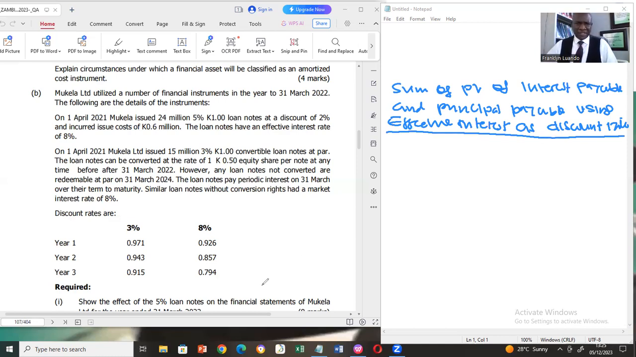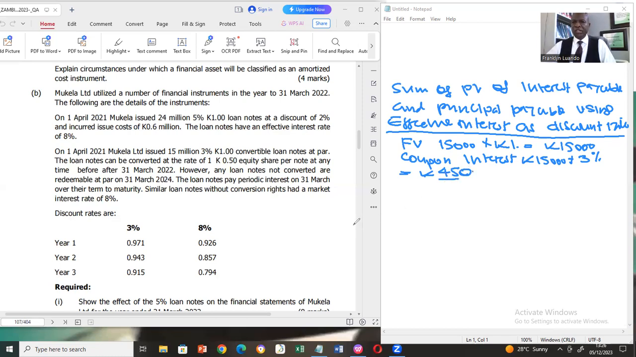So we need to determine first the fair value. The fair value of the convertible loan note will be 15 million. We can use thousands, so it will give us 15 million in thousands. Then the coupon interest, which we are going to discount: 15 million multiplied by the coupon rate of 3%, which gives us 450. So the debt component is calculated as follows.